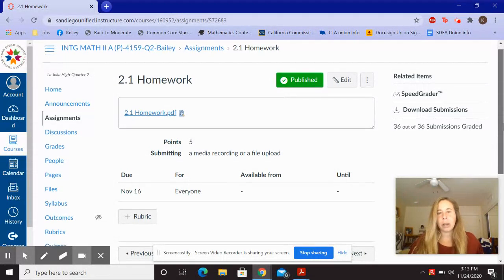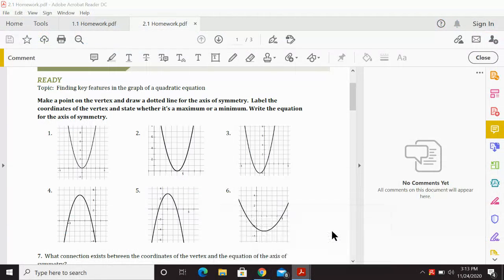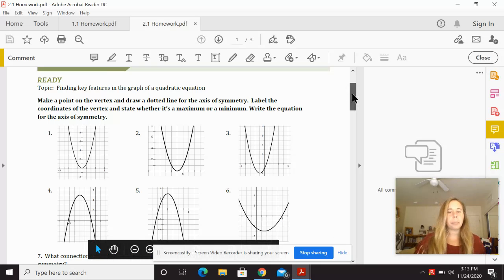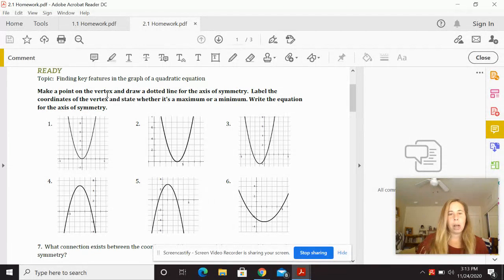Okay, so homework help for 2.1. Here we go. It is right here. Okay, so the first 6, you had to make a point on the vertex, and then draw a dotted line for the axis of symmetry, label the coordinates of the vertex, and state whether it's max or min, write the equation for the axis of symmetry. That is a lot. Okay, so I think Mr. Byrne did the first one, but I'll just go ahead and do it anyway.